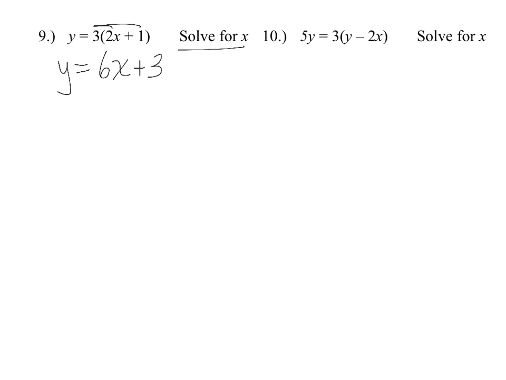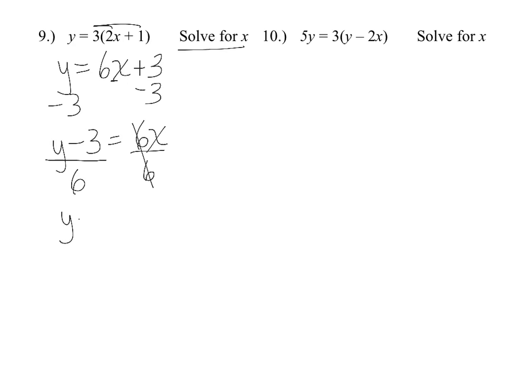And now we're trying to get the x alone. So let's subtract 3 from both sides. And we get y minus 3 is equal to 6x. And now to get x alone, I'm going to divide by 6. This entire thing has to be divided by 6. So my answer is y minus 3 over 6 is equal to x.